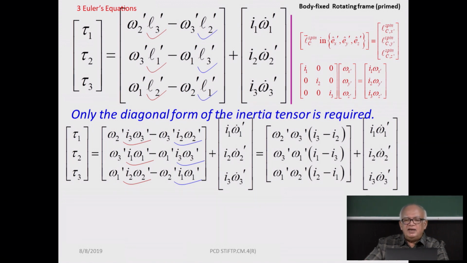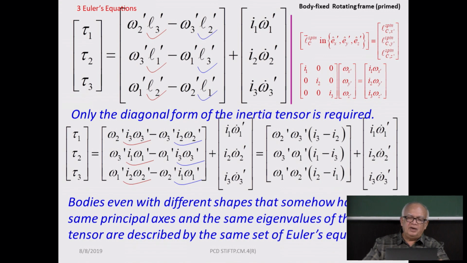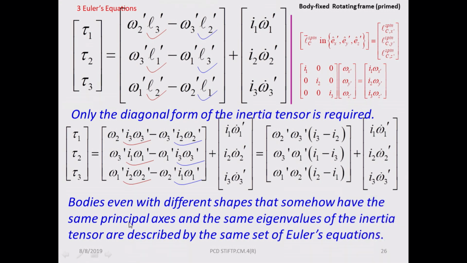So what is interesting is that only the diagonal form of the inertia tensor is required. So objects which have got different shapes and different mass distributions, as long as their eigenvalues of the moment of inertia tensor are the same, they can be written by the same Euler equation of motion. So it really provides a great simplification in solving rotational dynamics. Okay, so the object can have any different shape, but then they should have the same principal moments of inertia. As long as they have the same, they are described by essentially the same Euler equations.